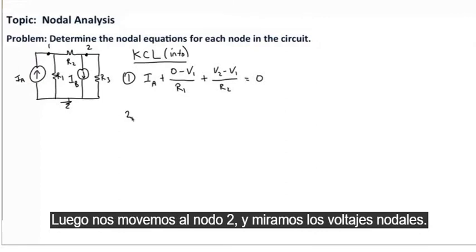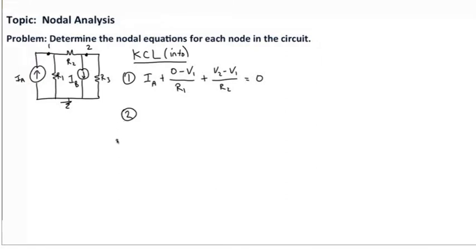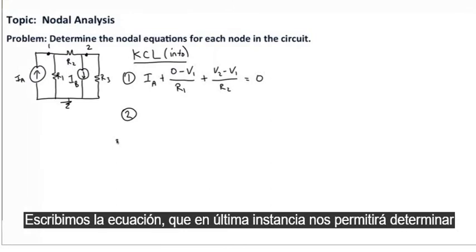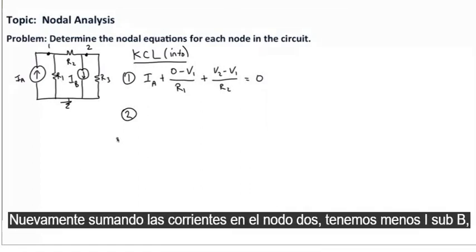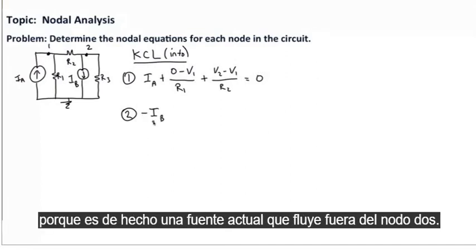We then move to node 2 and we look at the nodal voltages. We write the equation which ultimately will allow us to determine the nodal voltages at node 1 and node 2. It's our second independent equation. Again, summing the currents into node 2, we have minus I sub B, because it's in fact a current source flowing out of node 2.